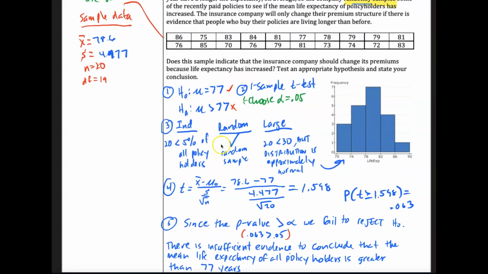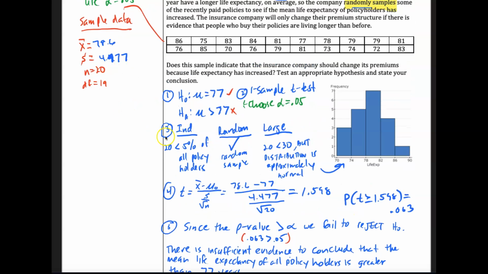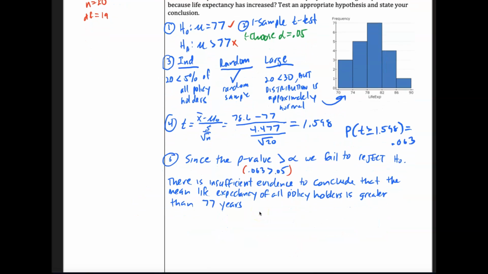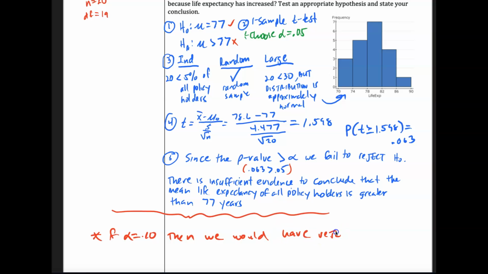Now, remember, if I rejected the null hypothesis, we would then say there is sufficient evidence to conclude, because we're always testing to see if our sample data is enough to reject. It's not in this case because the p-value is not less than alpha. Just to make a special note: if alpha equals 0.10, then we would have rejected.